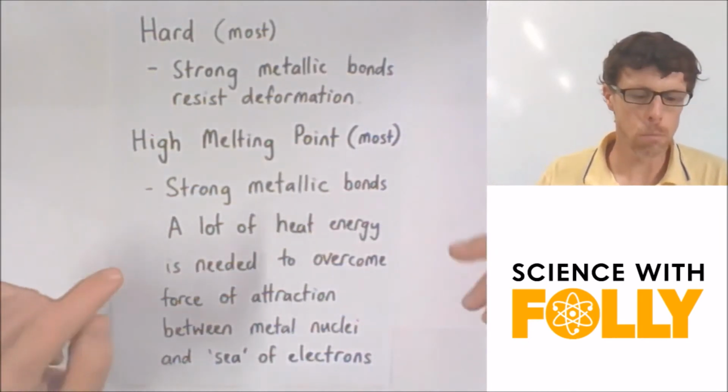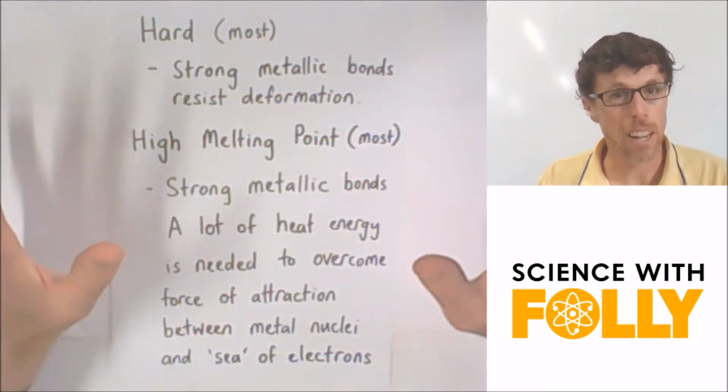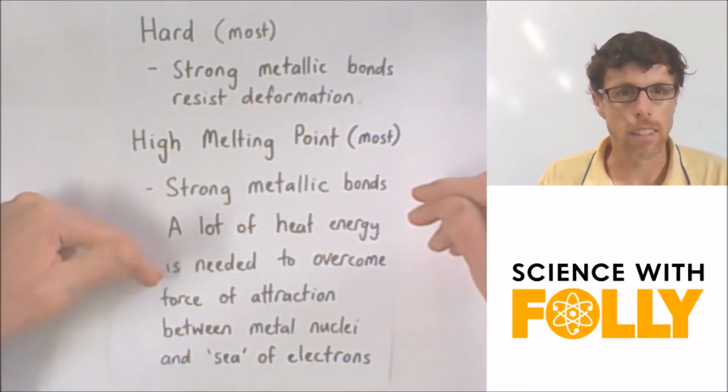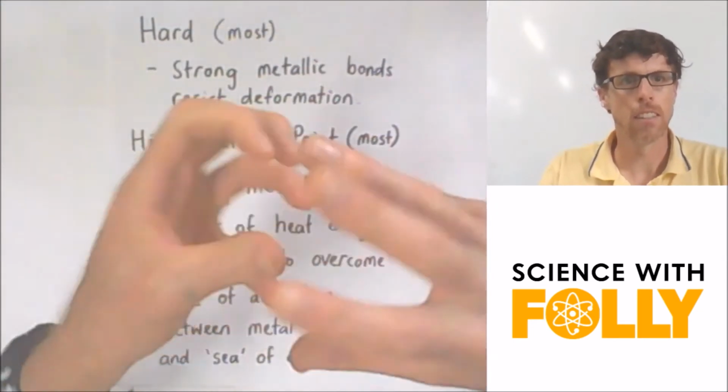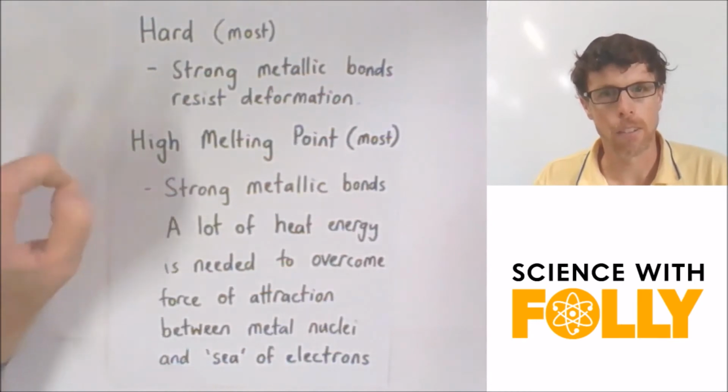Obviously, not all metals are hard and have a high melting point, but most are. Some that aren't, you can think of mercury, that's liquid at room temperature, lead, you can just bend that with your hands, but most are pretty hard and have a high melting point.